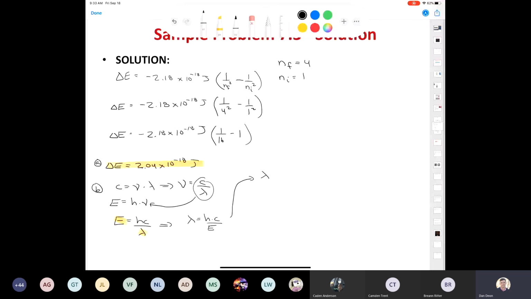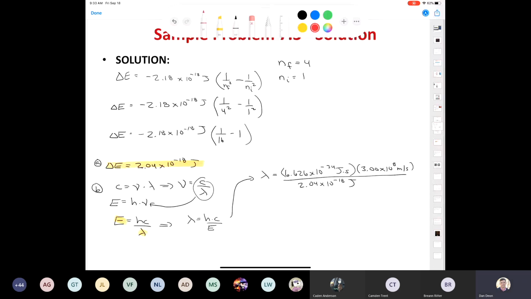So we're going to plug all of that into our equation. Wavelength is equal to 6.626 times 10 to the negative 34 joules times second. Remember, that's Planck's constant. I will give you that on your midterm, multiplied by the speed of light, 3.00 times 10 to the 8th meters per second. Remember, I'll give you that. That's a constant, the speed of light in a vacuum, divided by our energy, which we already solved for, 2.04 times 10 to the negative 18 joules.